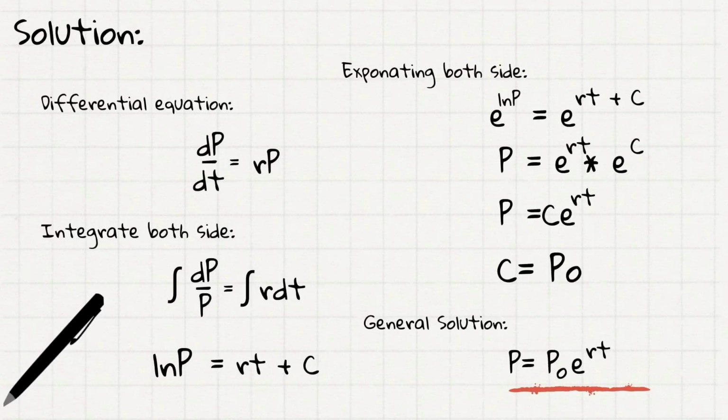It will only remain P = e raised to the power of rt multiplied by e raised to the power of c. By law of exponent, e raised to the power of c is simply C. Through this, you can have P = Ce^(rt). If I make C as P sub o, we can have now our general solution, which is P = P sub o multiplied by e raised to the power of rt.